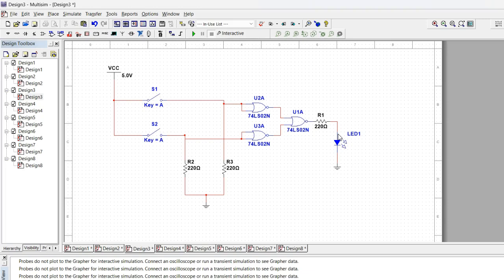It means that we want the outputs of U2A and U3A to be all 0. So the inputs to U2A and to U3A can be 10, 01, or 11, and with these three options, the outputs are all 0.